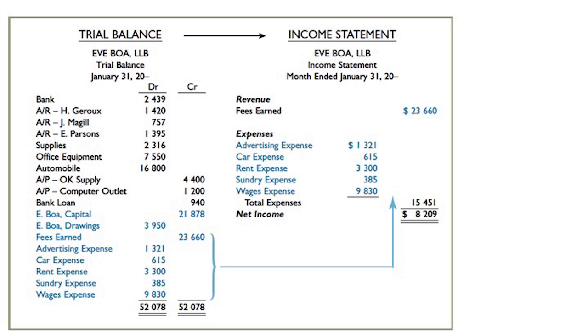Net income versus net loss concept. If revenues in the form of fees earned exceed the total of all expenses during the period, the company will have net income or profit. Businesses are run in order to generate a profit, so net income is a good thing. However, if revenues earned are less than the total expenses incurred, the business has a net loss during the period. This is known as losing money. To business owners, this is not a good thing.